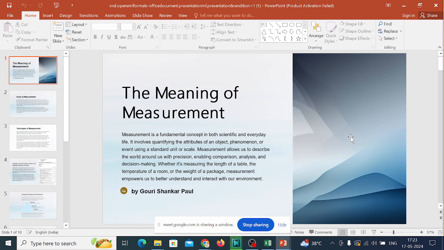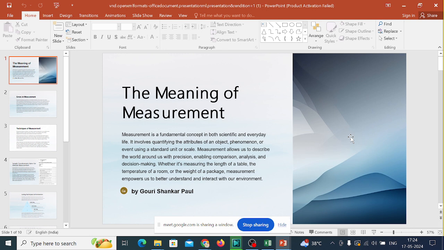Measurement allows us to describe the world around us with precision, enabling comparison, analysis, and decision making, whether it is measuring the length of a table, the temperature of a room, or the weight of a package. Measurement empowers us with a better understanding of our environment. All these areas come under one umbrella, one group, that is called measurement.